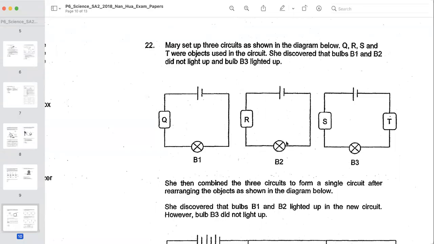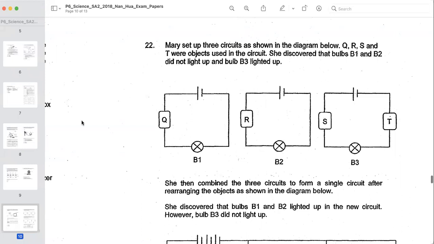We'll look at question 22. Question 22 answer is option 2. Why is that so? Now let us look at it. There are different materials used. So you're investigating which ones are electrical conductors and which materials are electrical insulators.